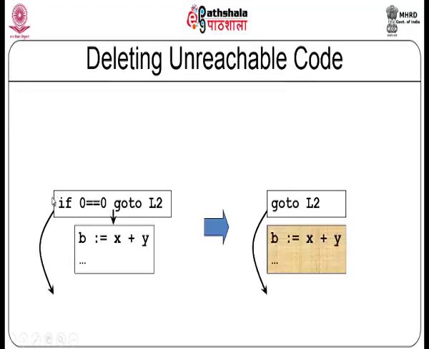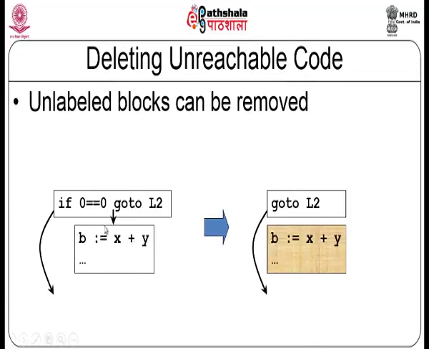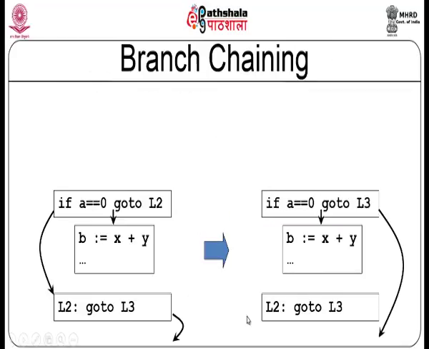This again can be done only if I look through a small window, not bothering about whether something else is going to be computed already or not. The next one is, so unlabeled blocks can be removed. That is what we are trying to look at here. The next thing is called branch chaining. This is also an optimization based on flow of control.